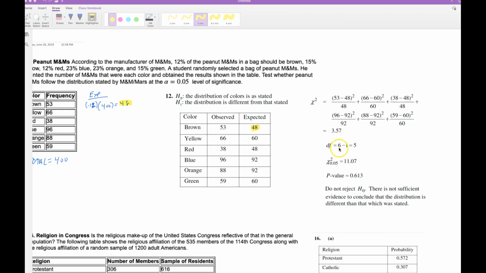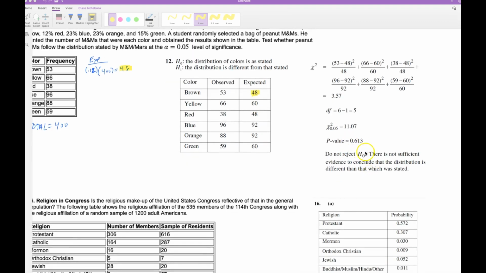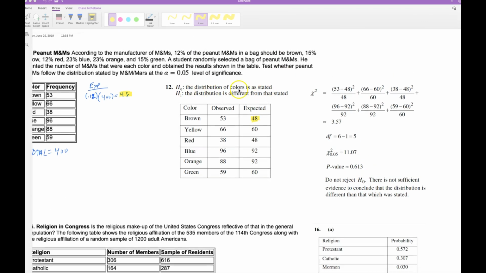And then once you have the test statistic with appropriate degrees of freedom, you can use the chi-square calculator, and you get your p-value there. Once you have that, you can then compare to decide to reject or not reject our null hypothesis and alternative. And the p-value is so big that we do not reject.